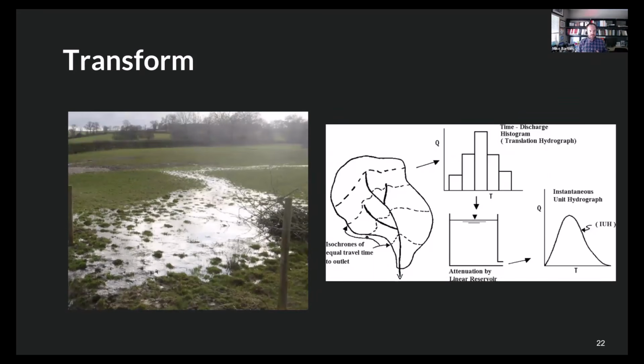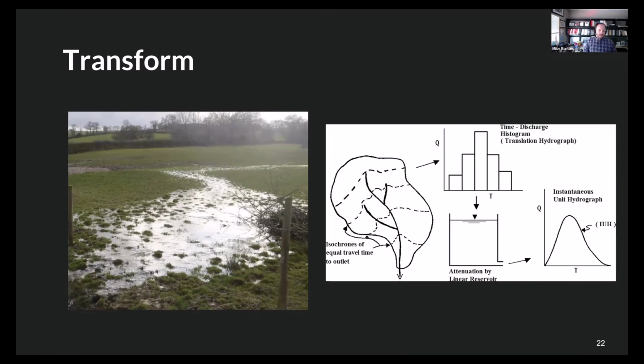The transform methods that we utilize are typically comprised of synthetic unit hydrograph methods. This has been the workhorse since the mid-30s, right? Where we are routing water on the overland plane, so how much water didn't go into the ground, how much water is left on the surface, when is it going to get to this point, and how much is going to be left at that specific time.